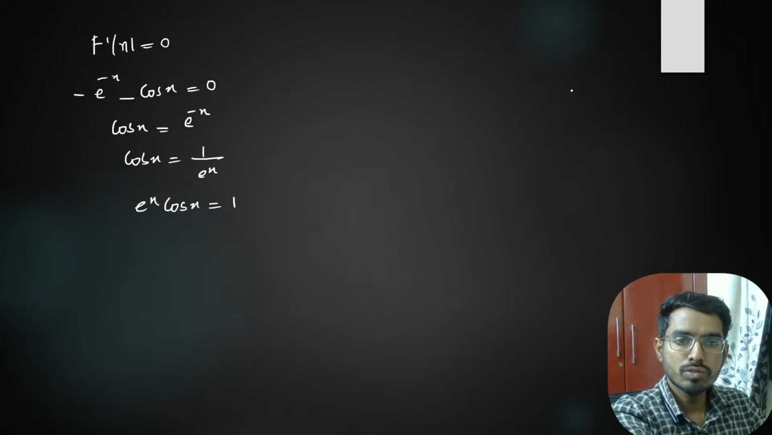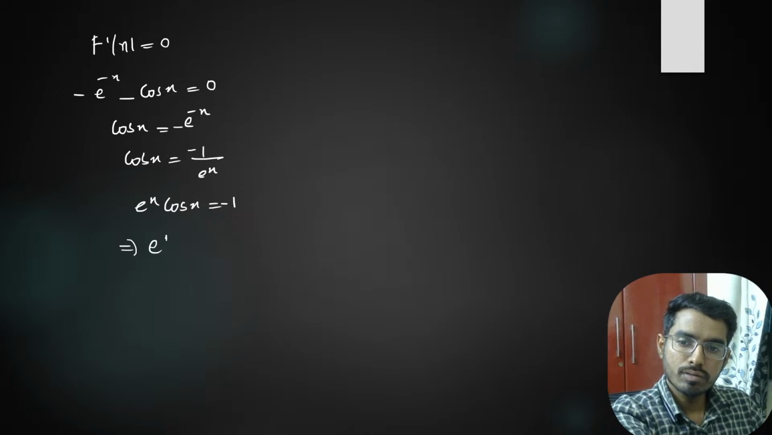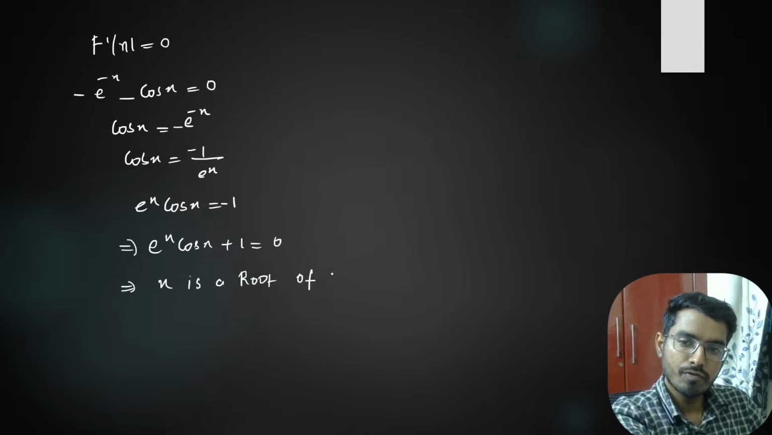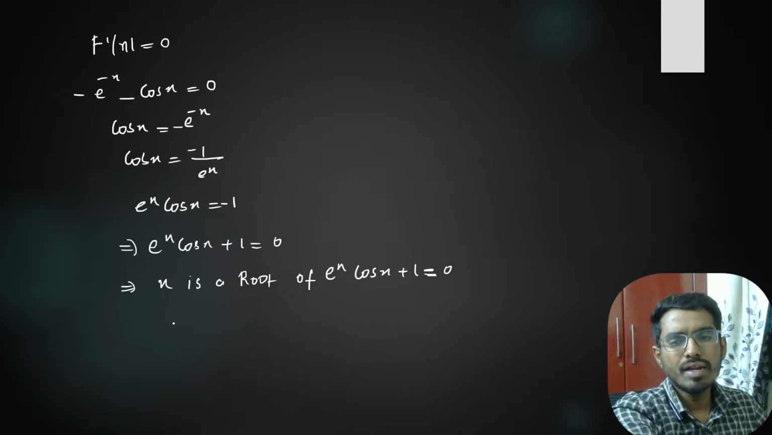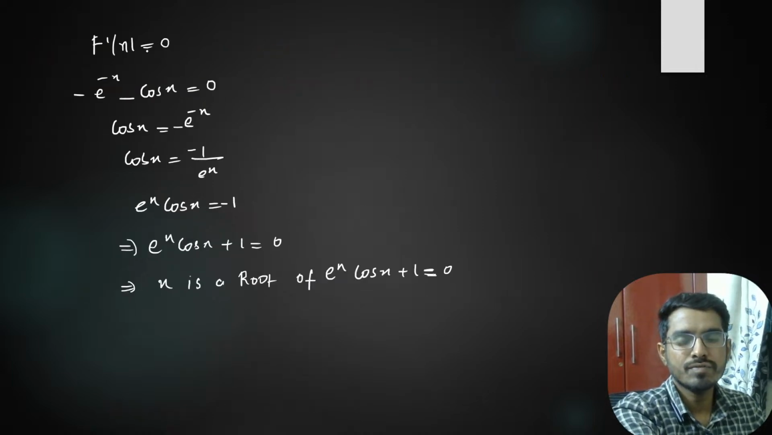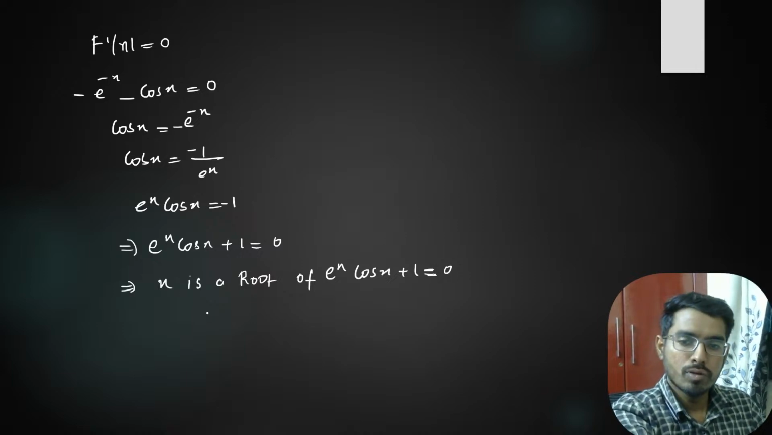So we have shown there is one root of e power x cos x minus 1 equal to 0. Or else you can also write, for some c, F dash of c is equal to 0. That means c is a root of e power x cos x minus 1. So hence proved.